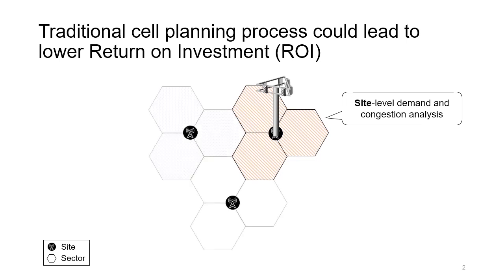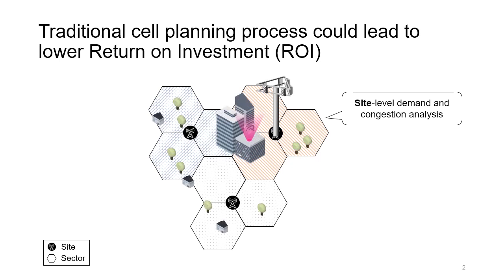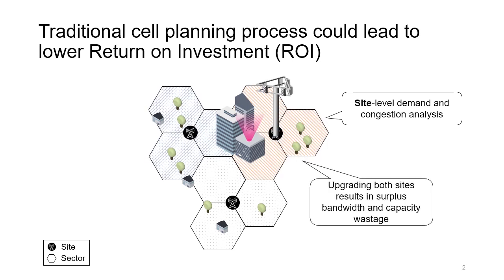Here are 2 more sites and their sectorized coverage. And now, let's overlay the layout of the town onto these deployments. Let's say the downtown area here has high demand and is causing congestion on some cells. Network planners use congestion as a key indicator to plan upgrades, and they aggregate congestion at site level. This way, they're likely to conclude that 2 of the 3 sites need an upgrade.